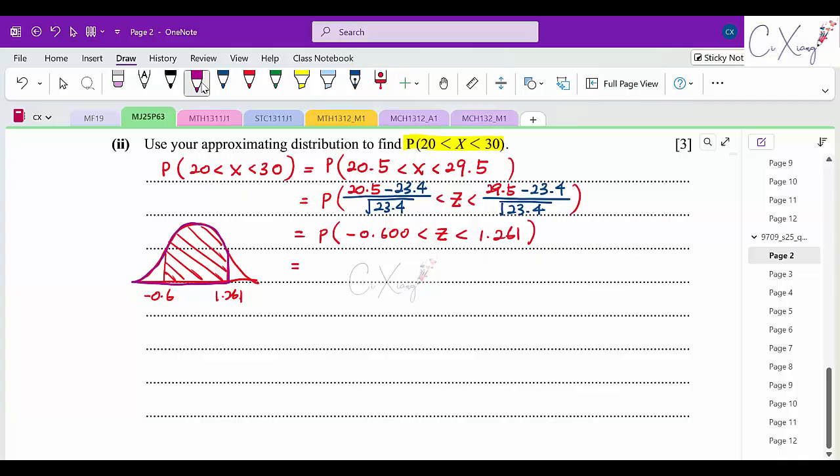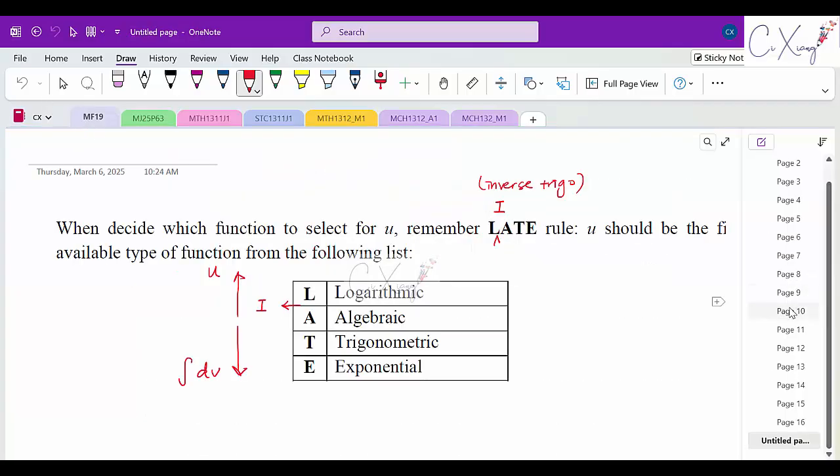When I want to write out this purple area, it can be written as z smaller than 1.261. After that, I want to minus the green area. So you can see that the purple area minus the green area gives the shaded area that we want. How to write the green area? The green area symbol will be z smaller than negative 0.6. Okay, and now only do I start to find the value from the table. Z smaller than 1.261, so let's continue further.